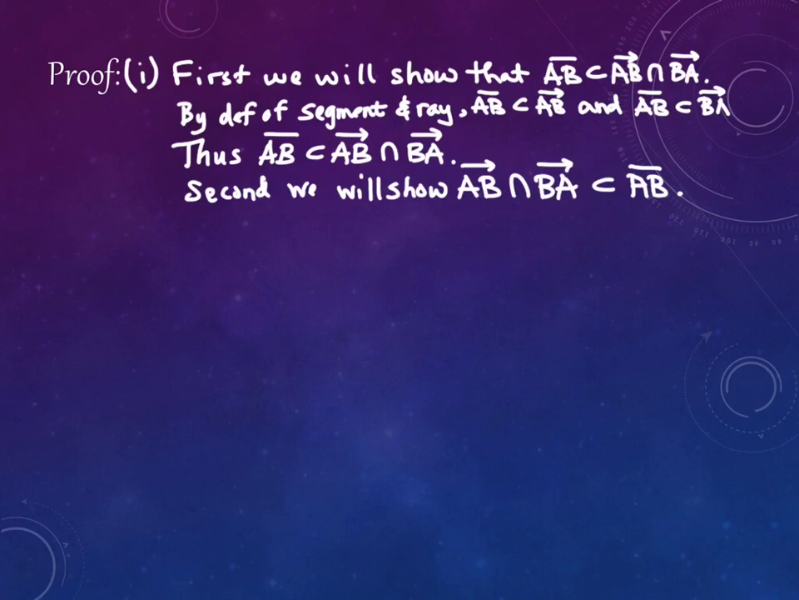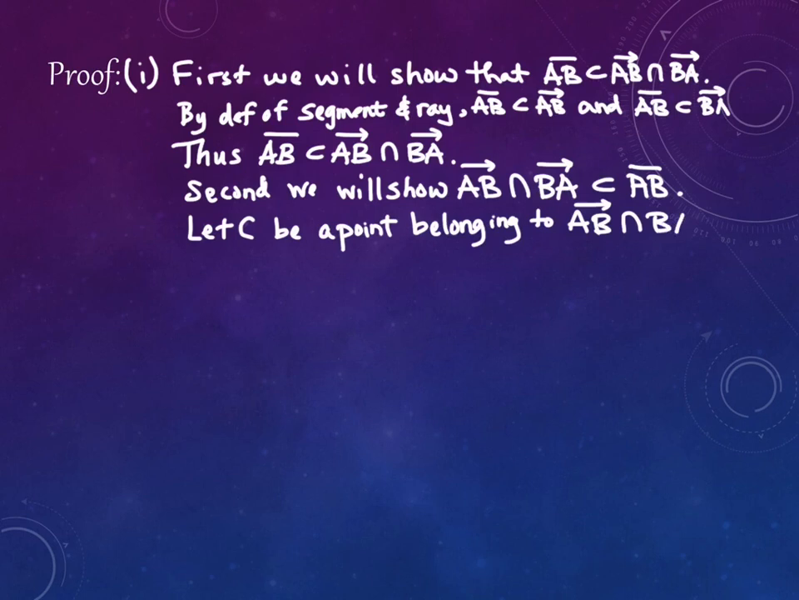All right, so we're going to let C be a point belonging to this intersection, so belonging to ray AB intersect ray BA. So what are we going to have to show about this point C? What would be useful to us? Yeah, it has to be on the segment AB itself, right? That's what has to be true.